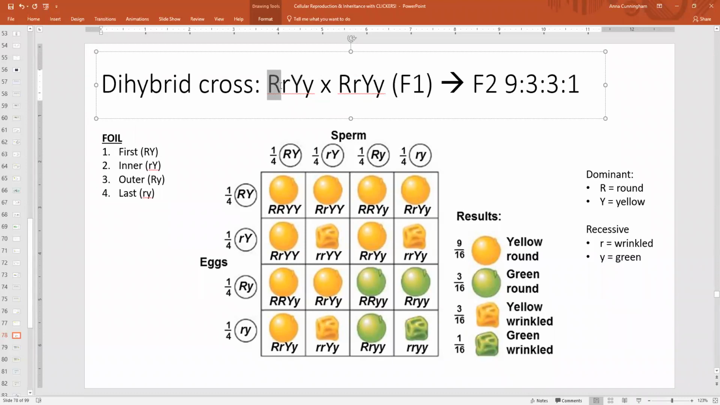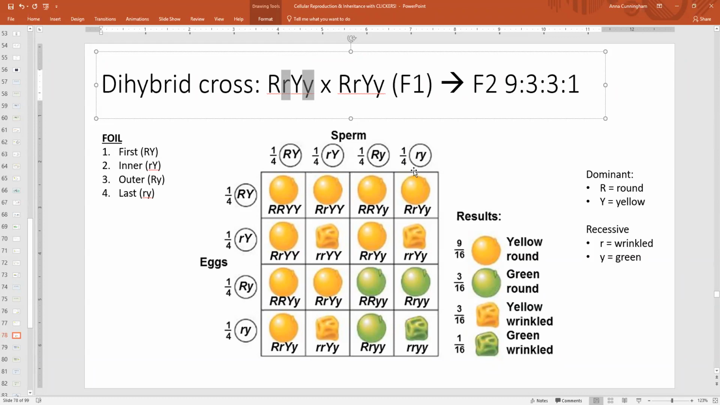Outer would be capital R, lowercase y. And that's what you see on the third box. And last would be lowercase r, lowercase y, which is what you see on the last box there. So again, first, outer, inner, last. That's how we're getting what to put on top of each of the columns.